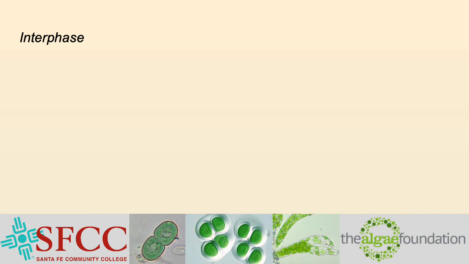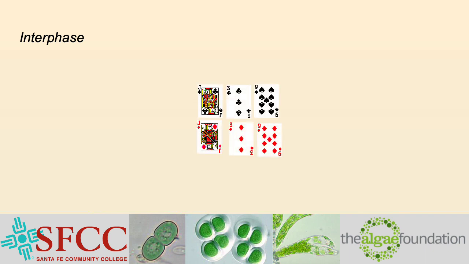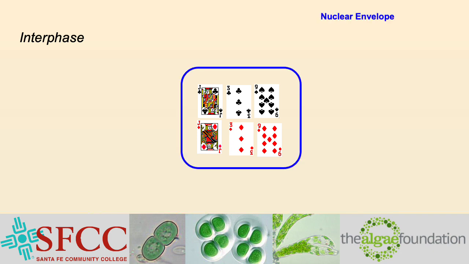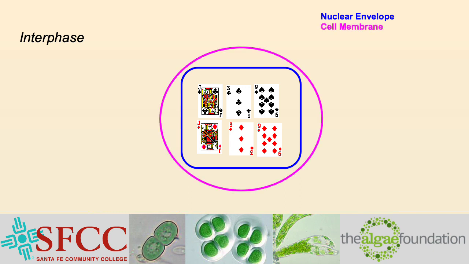During interphase, the cell grows in volume and produces all the proteins and other molecules needed for growth and survival. For our quick review of mitosis, we will use playing cards to represent chromosomes. We have jacks, 3s, and 9s. The red cards represent the maternal chromosomes, and the black cards represent the paternal copy of each chromosome. This is a diploid cell. The blue line represents the nuclear envelope, and the pink line represents the cell membrane.